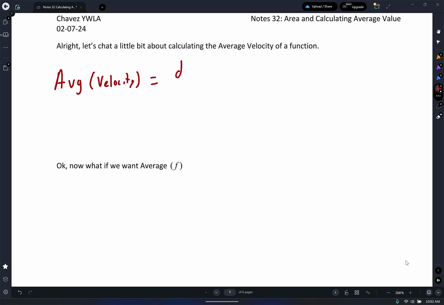Perfect. Displacement over the change in time. Yes or no? All right. What have we learned in calculus? How do I get displacement in calculus?